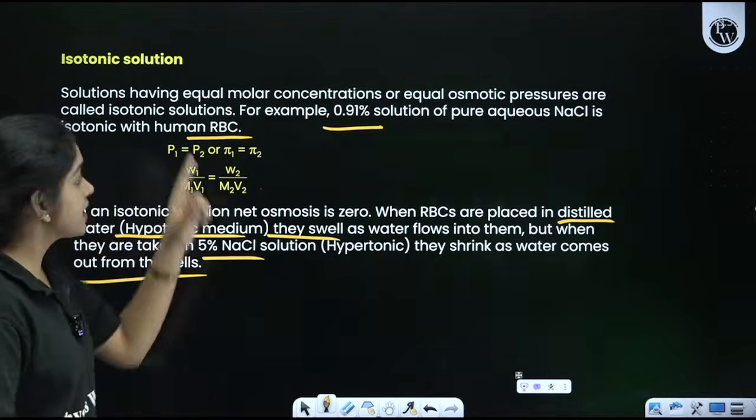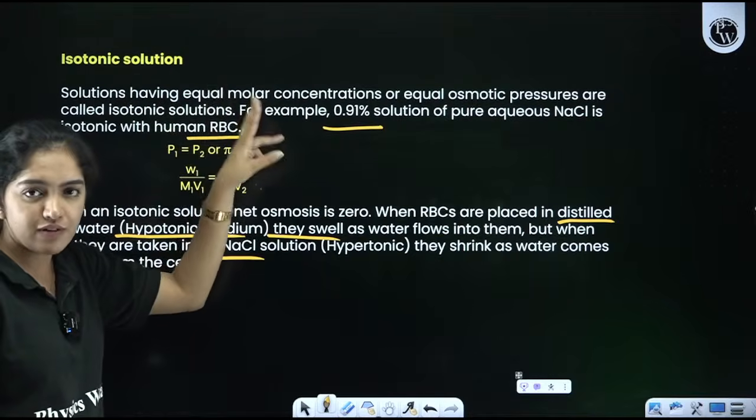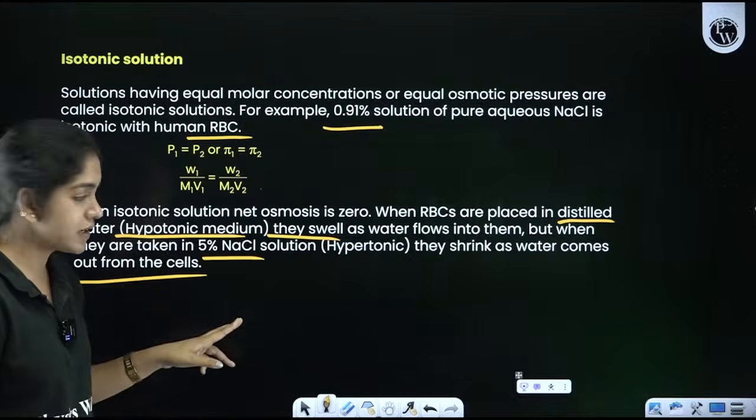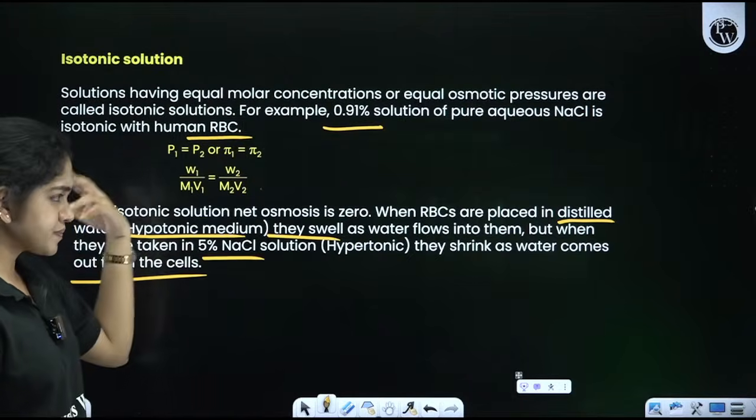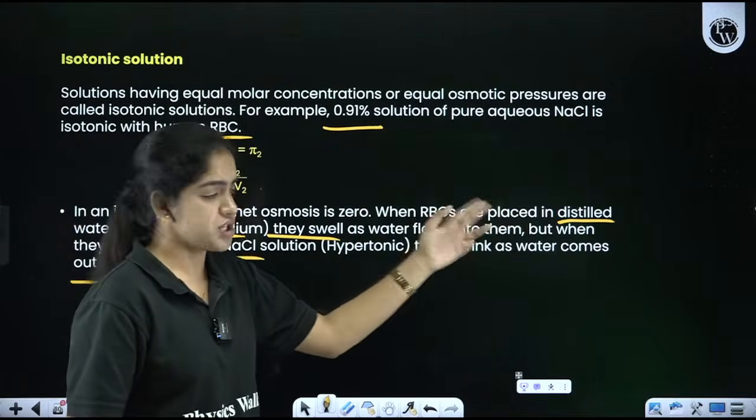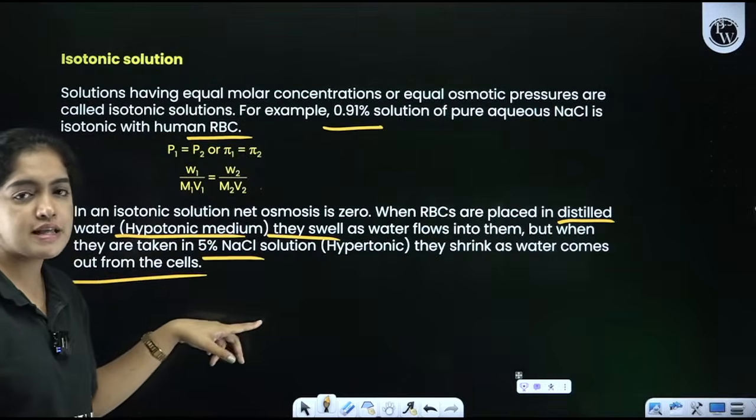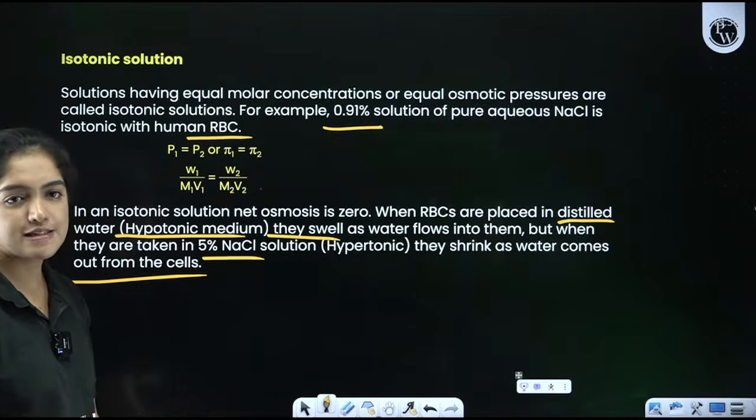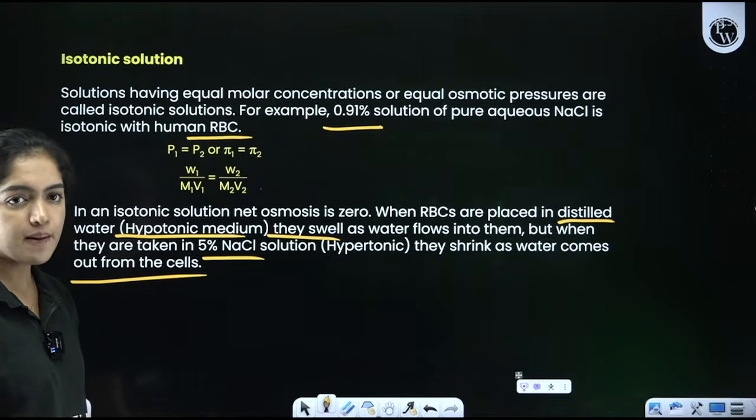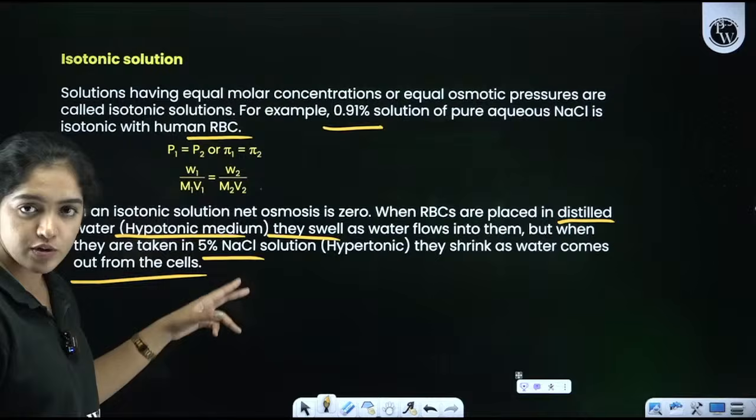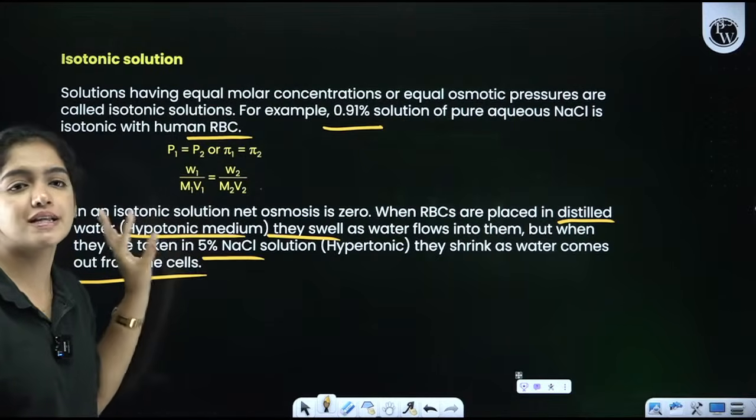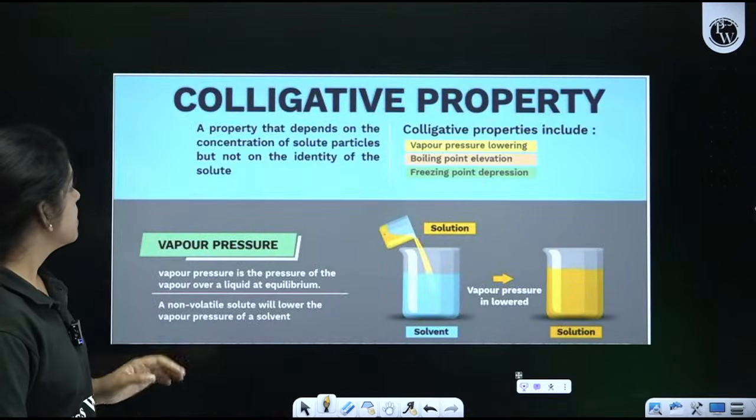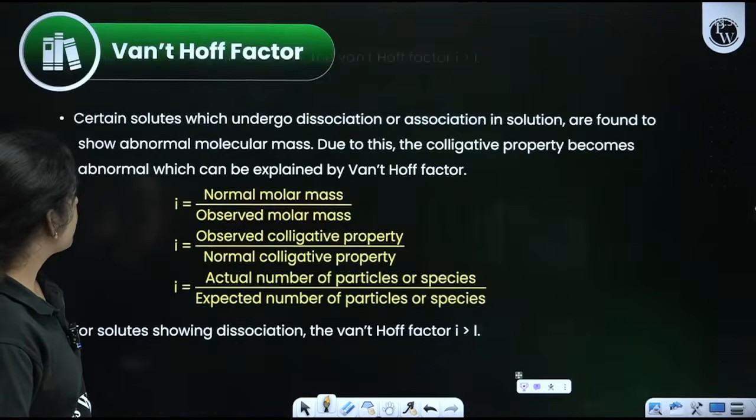So, three types are there. Isotonic: both concentrations are the same and there won't be any flow. Hypotonic means less concentration. Higher concentration of NaCl is hypertonic, and the cells will shrink. Okay, clear? So read about this, it is very important. A 1 mark question can be asked from this: iso, hyper, and hypotonic solutions. So colligative properties are over.